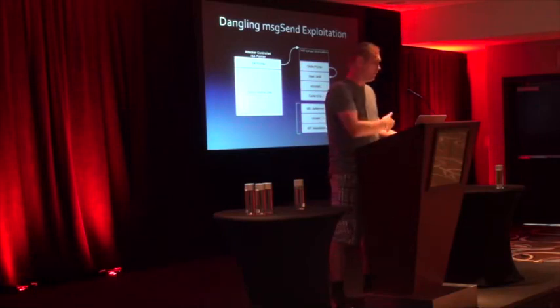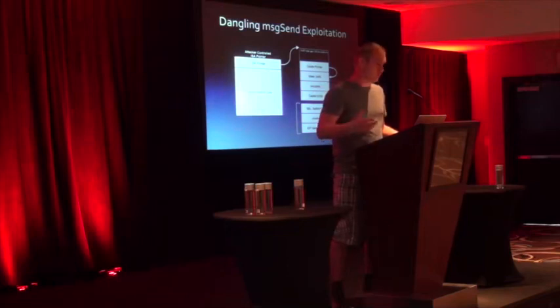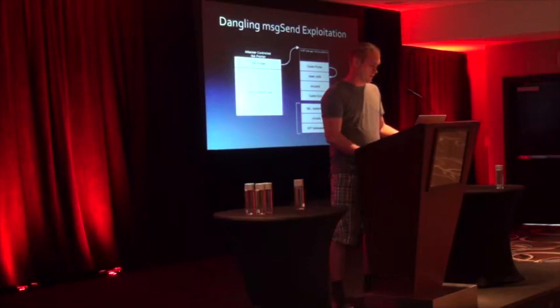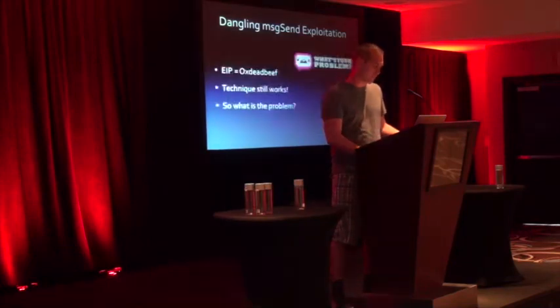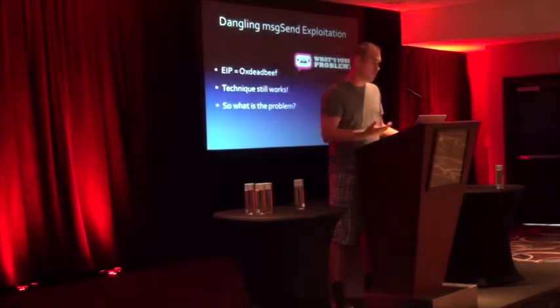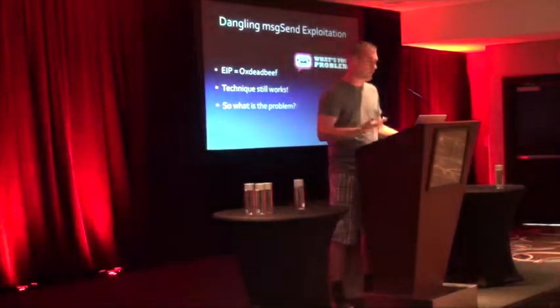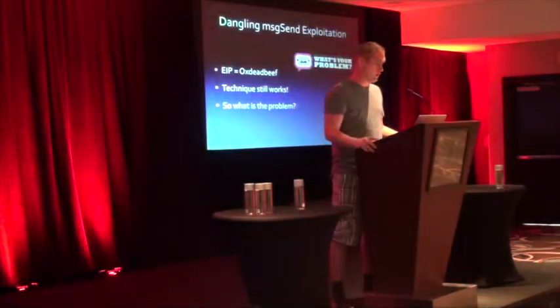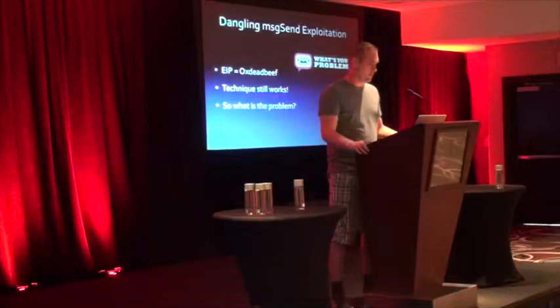This stuff is all in that Phrack paper that I mentioned, so if it's not clear, feel free to go back and look at the details in more detail, I guess. So this technique still works. All it does is turn a dangling Objective-C message send call into EIP control, right? So what's the problem? Why is this not relevant anymore?